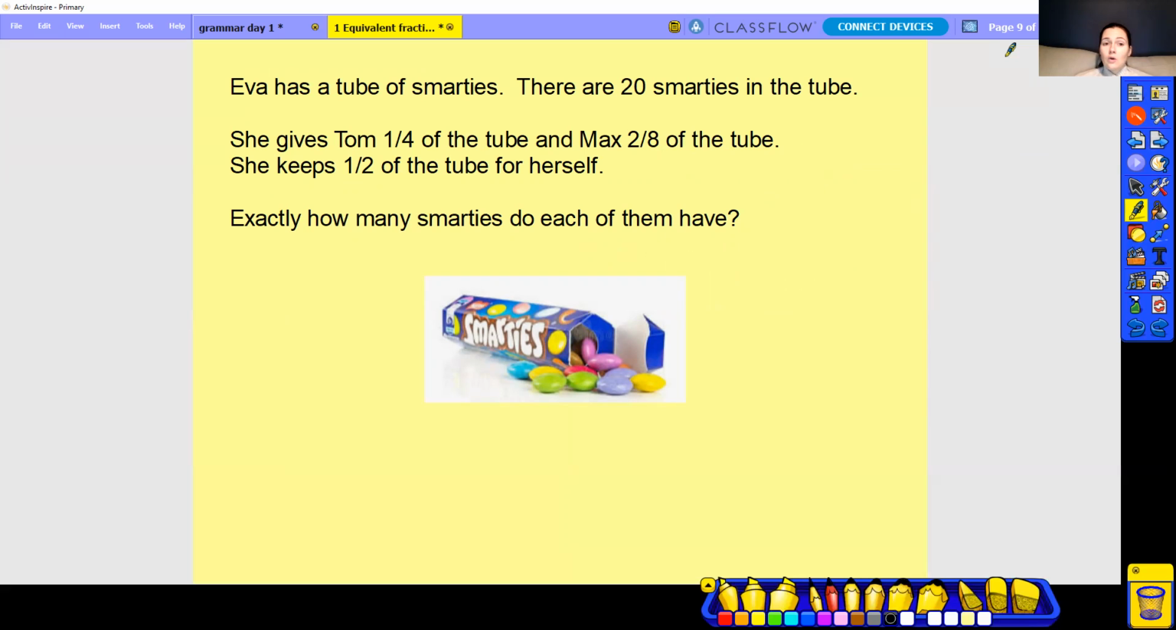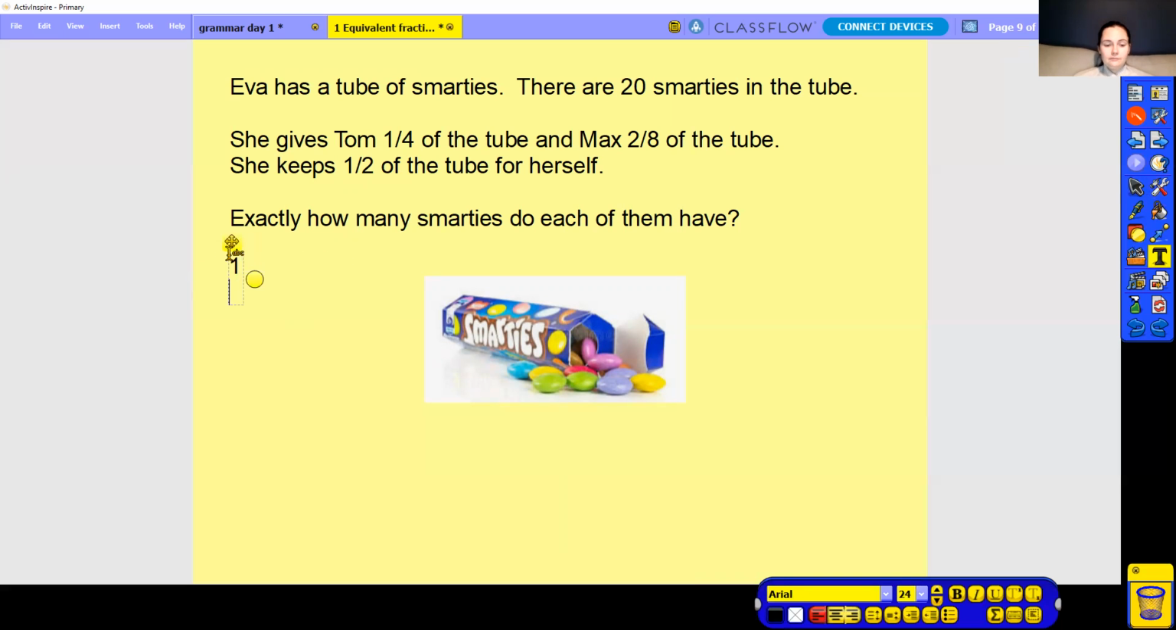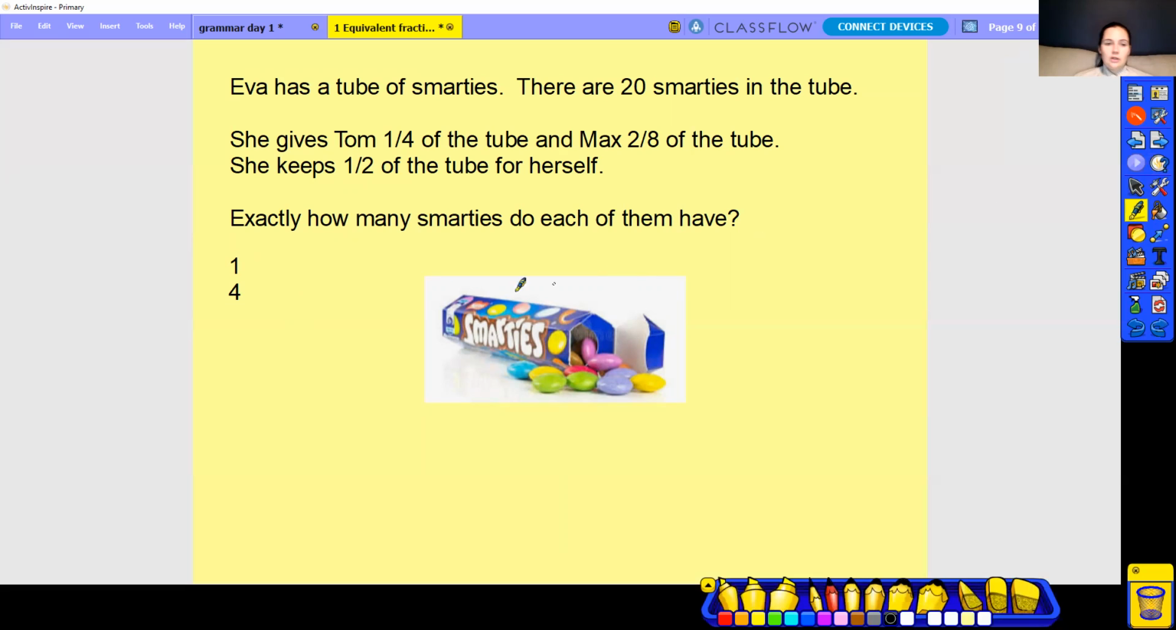So you need to find she's given a quarter. So let's start off. She's given a quarter to Tom. Okay, so we've got a quarter going to Tom. So to find a quarter, it's out of 4 pieces. Okay, it's out of 4 groups. So if you've got 20, you need to do 20 divided by 4 to find out the quarter that Tom's going to get. So what is 20 divided by 4? How many 4s are in 20? Well, it is 5, isn't it? So Tom has got 5.